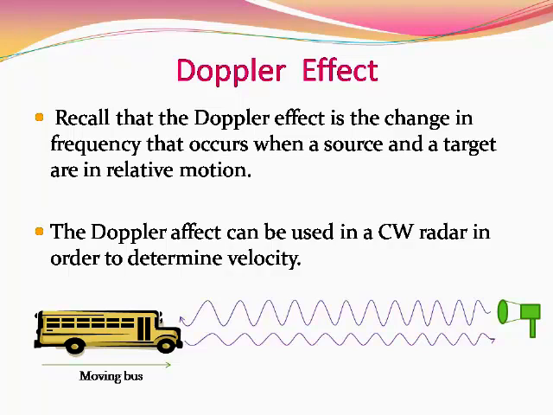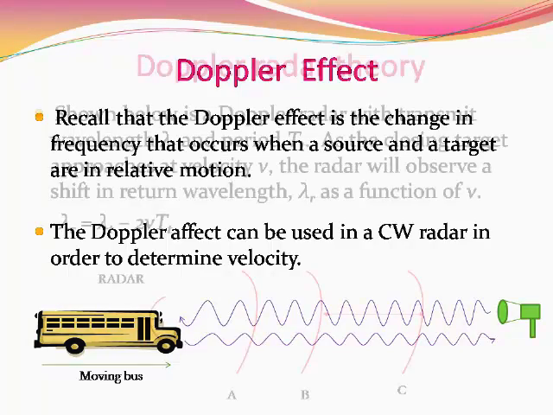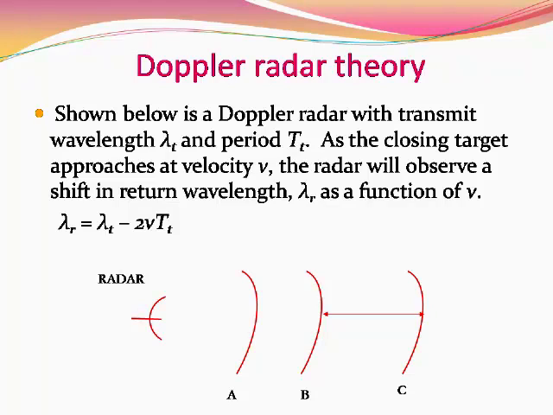So, the change in the frequency of the received signal is known as the Doppler frequency shift, or in short, Doppler shift. Why does it happen? Why are the frequencies different? In this slide, you can see the picture wherein the transmitted signals are indicated by A and B, which are separated by a wavelength lambda t.